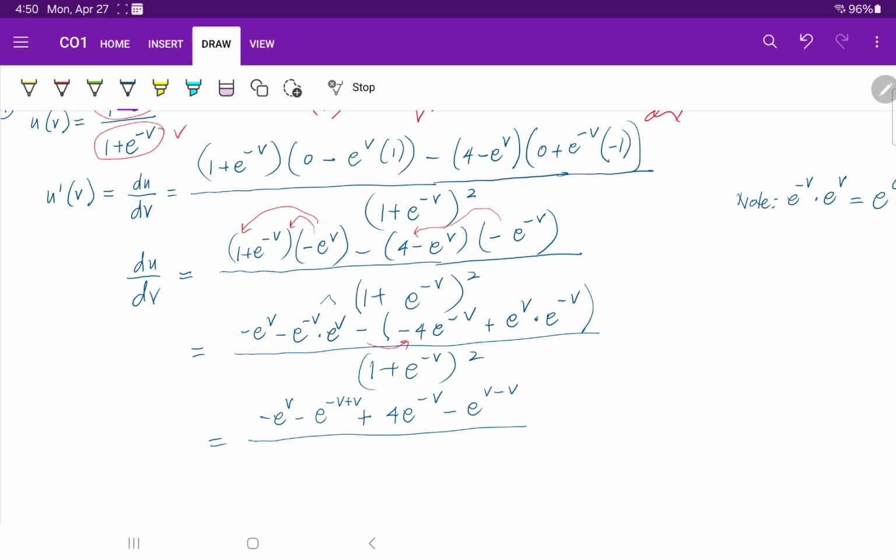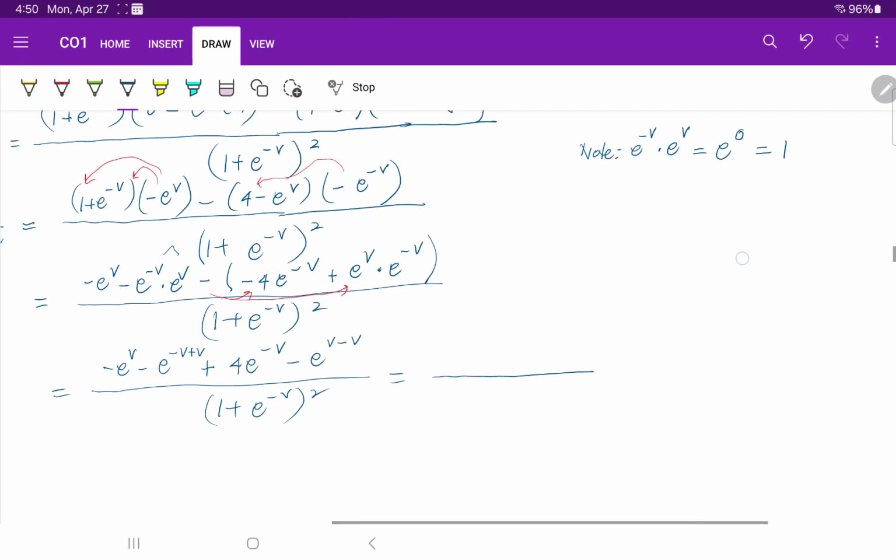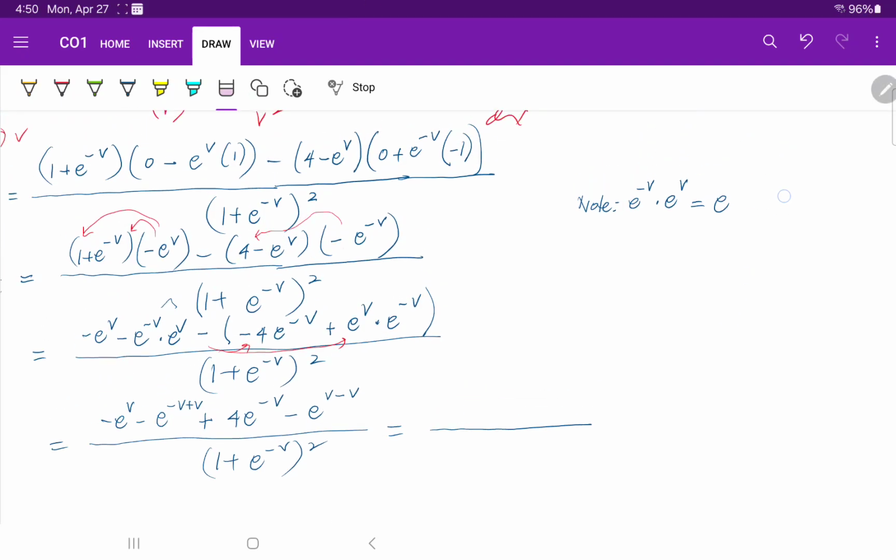Okay, we distribute the negative sign, so this is also negative. E to the v minus v, right? Over 1 plus e to the negative v squared. And if you simplify this further, again, what is e to the v times e to the negative v? Let's write it down here. It's e to the minus v plus v, which gives you e to the 0, which is 1.